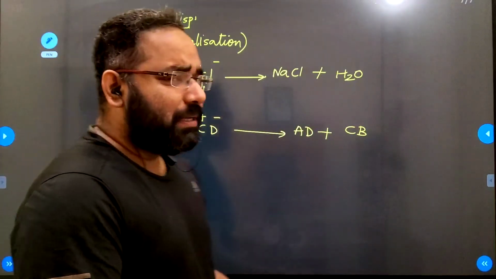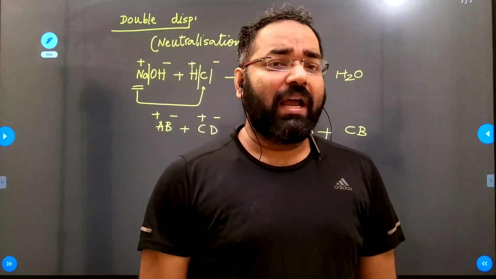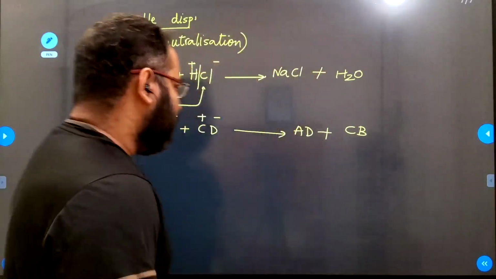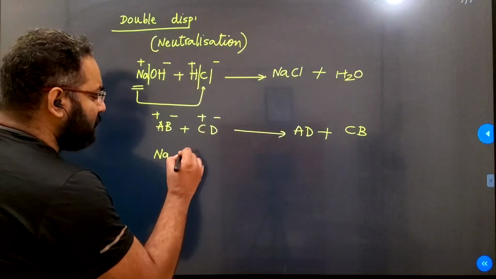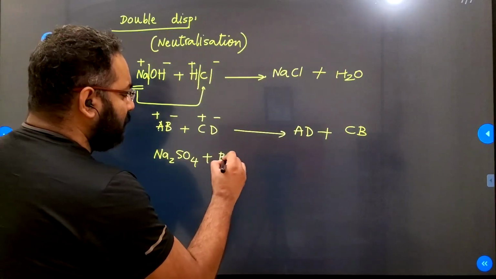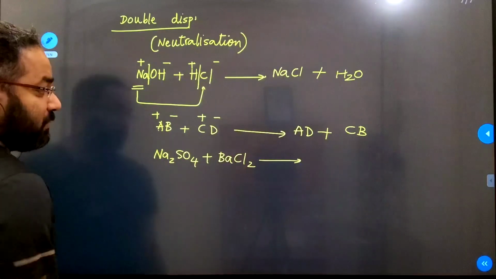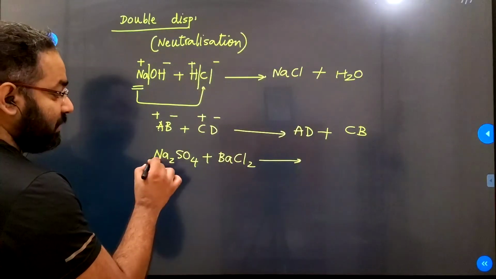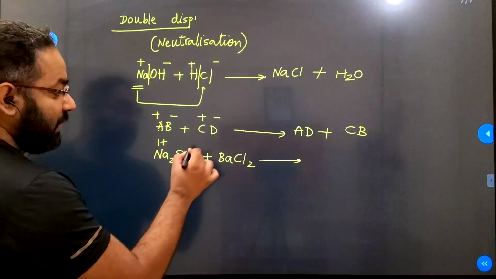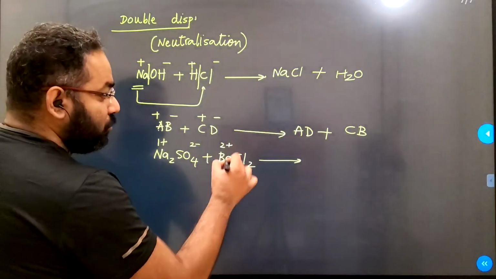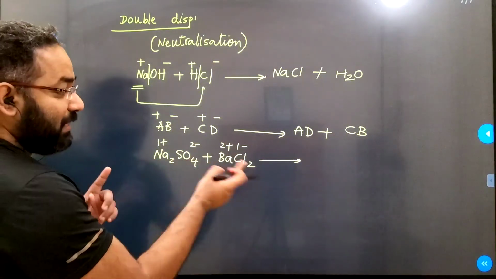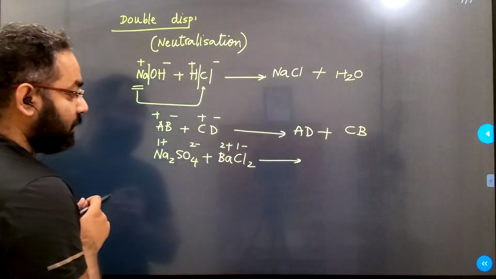Now there are multiple double displacement reactions you could look at, and I'm sure you have already come across many of them. The most common one is the reaction of sodium sulfate and barium chloride. Whenever this reaction takes place, a double displacement should take place. So let's look at the valencies. Na carries a charge of 1 plus, SO4 is 2 minus, barium is 2 plus, Cl is 1 minus. So let us swap it such that we get a double displacement reaction.